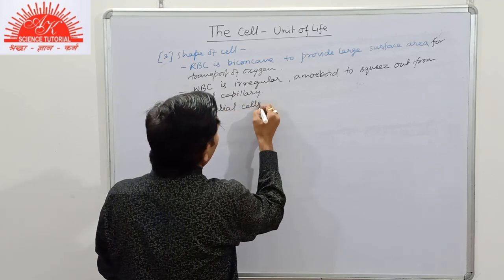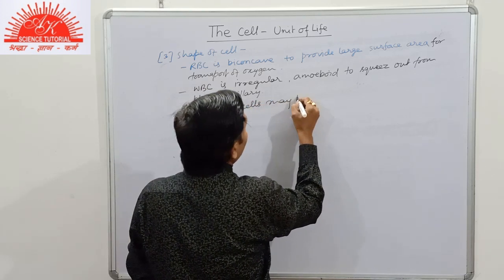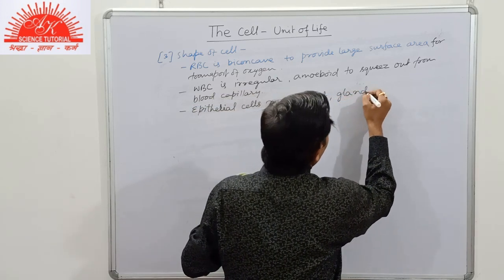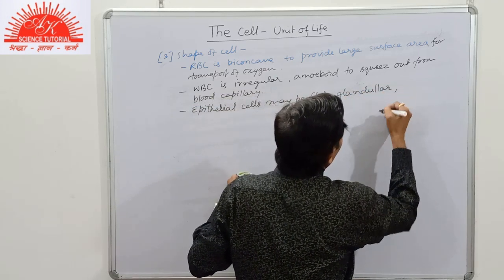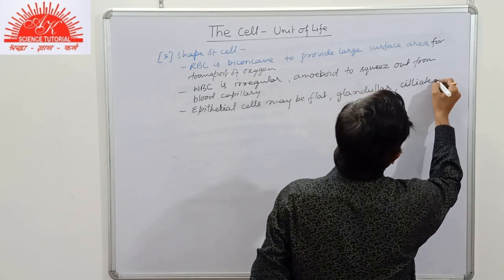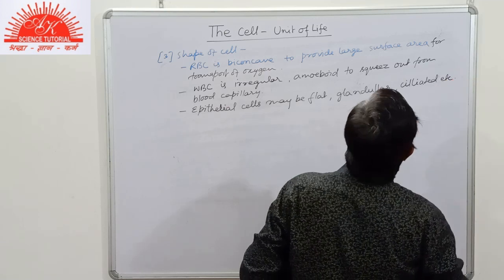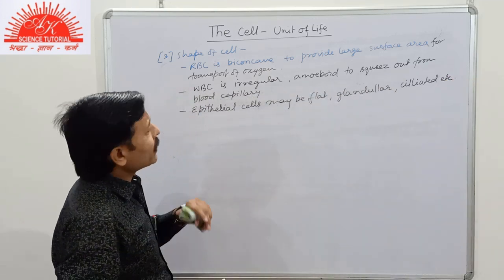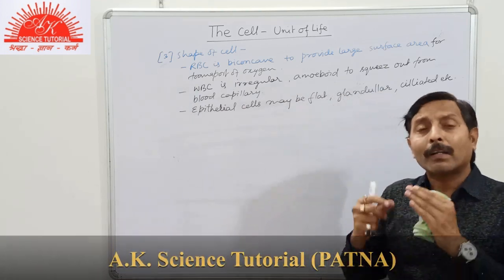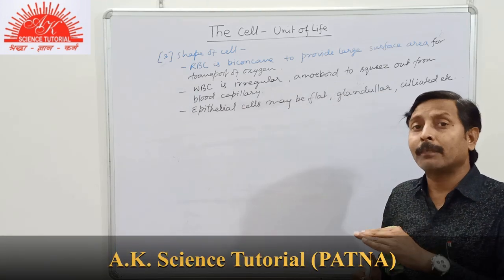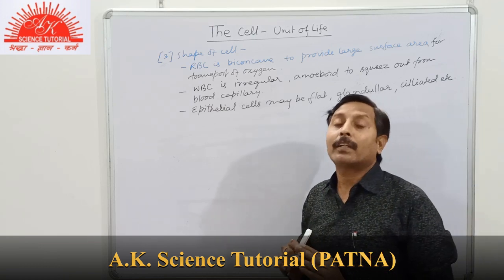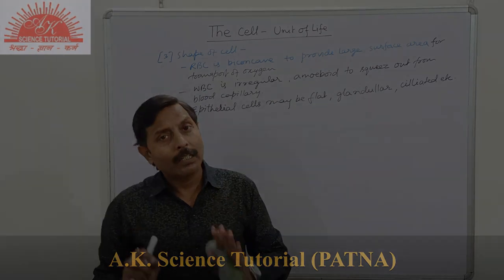Now similarly epithelial cells may be flat, glandular, ciliated, and so on. So just we see, in order to perform its individual function, proper function, helping in the individual organism's life or life process, the cells are of different shapes. Clear student?